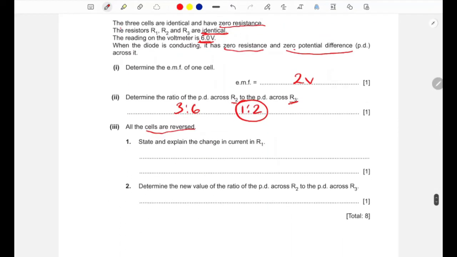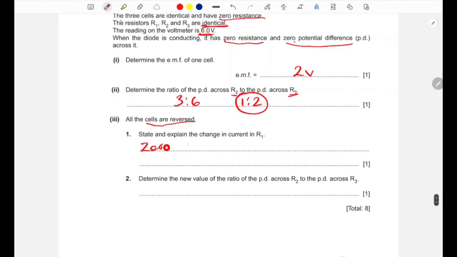So that means the current in R1 is going to be 0, and this is because the diode is in a different direction.